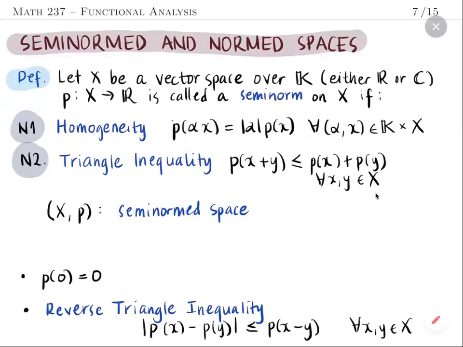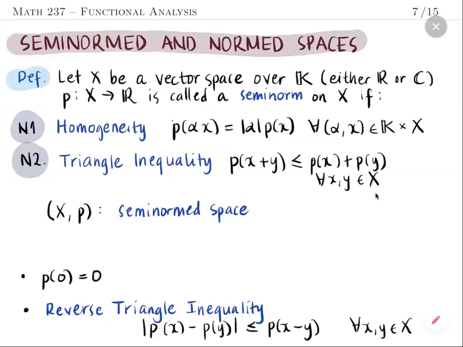So taking the seminorm of the scaled vector is the same as multiplying the magnitude of the scaling factor, the absolute value of alpha, with the seminorm of x. Okay. So for a real number alpha, the absolute value will be your usual absolute value. And in the case of complex numbers, this will be the magnitude of a complex number.